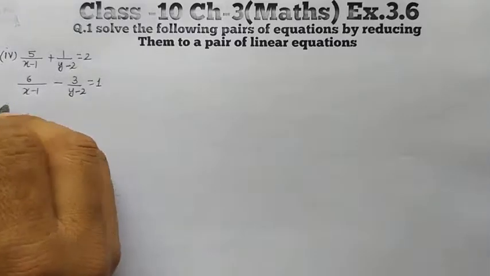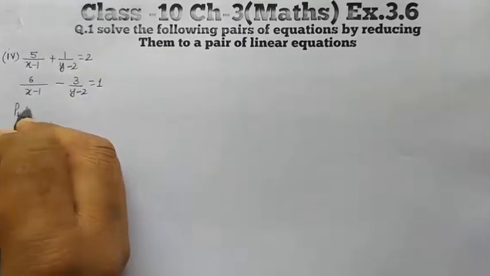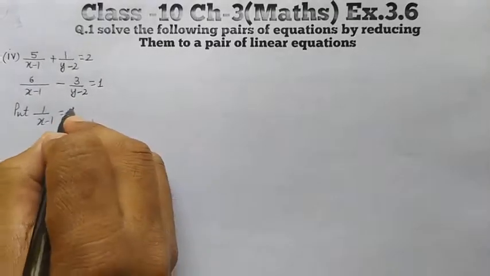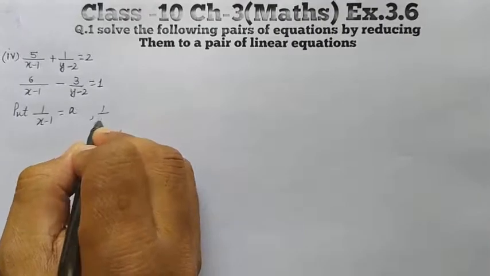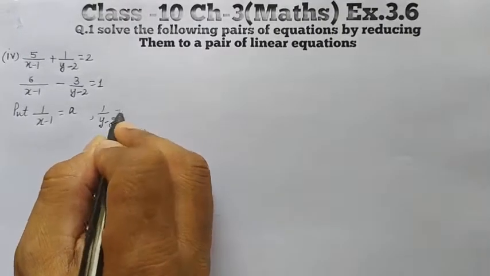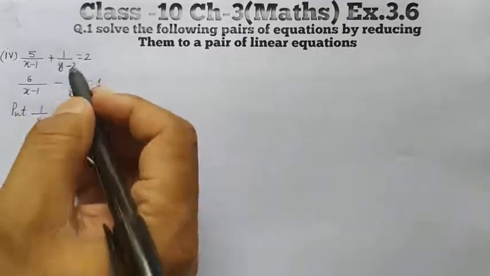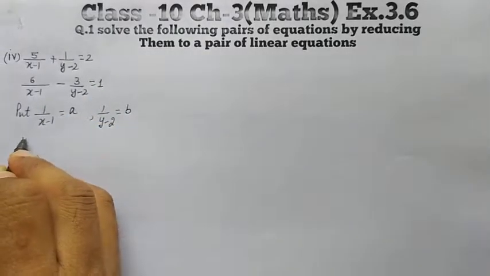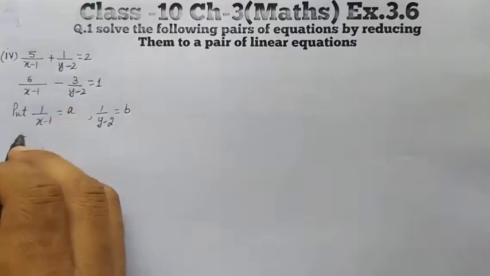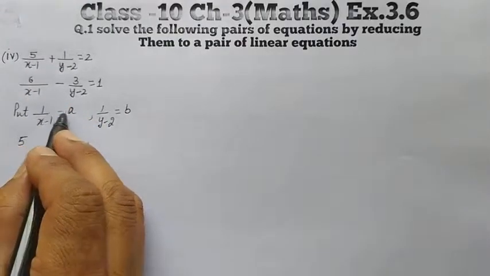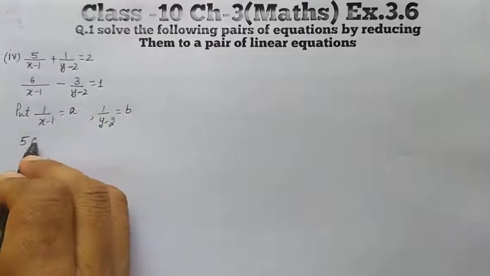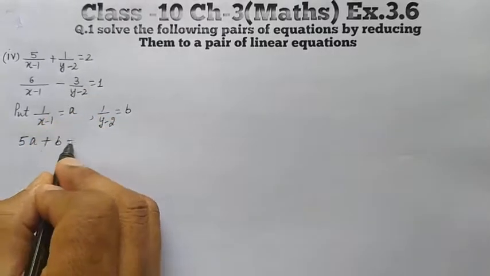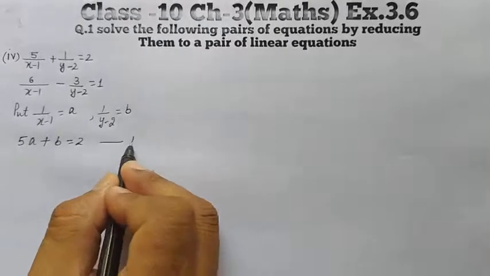So if I put 1 over x minus 1 as some other variable, suppose that is a, and 1 over y minus 2, suppose it is b, then what do we get from these two equations? The first equation will become 5 into 1 over x minus 1, that is 5a, since I have assumed 1 over x minus 1 as a. So it becomes 5a plus b is equal to 2. This is our first equation.